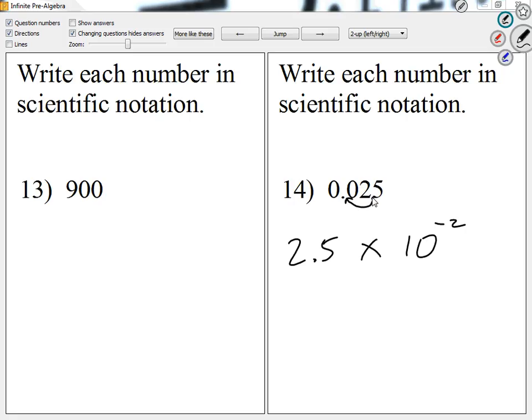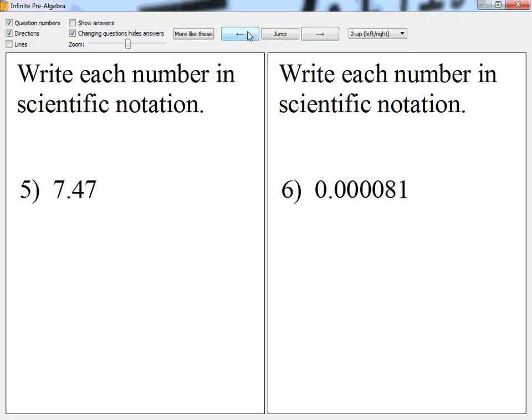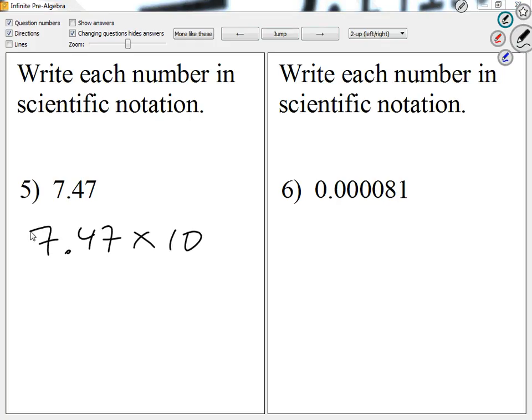Number 5. Looking at number 5, where will we place the decimal to make this between 1 and 10? Between the 7 and the 4. Okay, so 7.47 times 10 to the what? 0. Because we're not going to move it. So 10 to the 0.